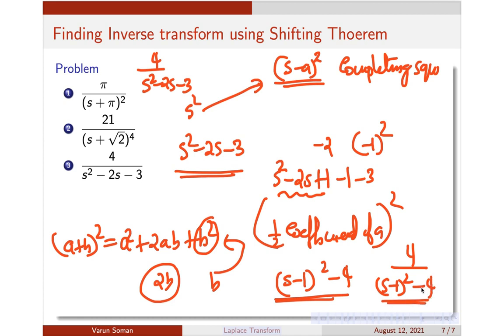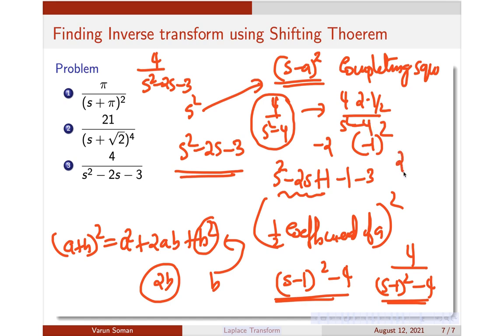Okay, now look at the table. This is similar to 4 by s square minus 4. The only thing is that s is being replaced by s minus 1. Now what is the inverse transform of 4 by s square minus 4? Look at the table, you need to supply 2 there because your a is 2 there. So it will be 4 into 2 into 1 by 2 by s square minus 4. So this is simply 2 into sinh 2t, the inverse transform of that function.